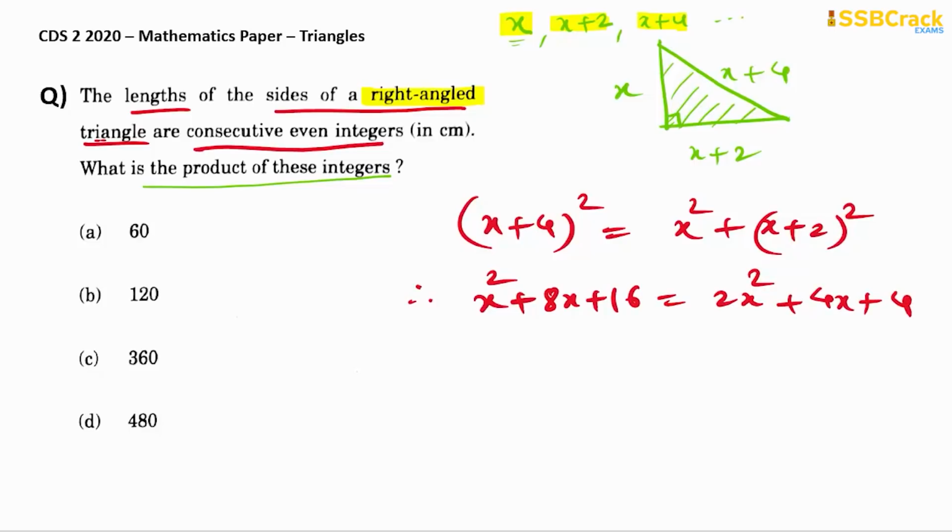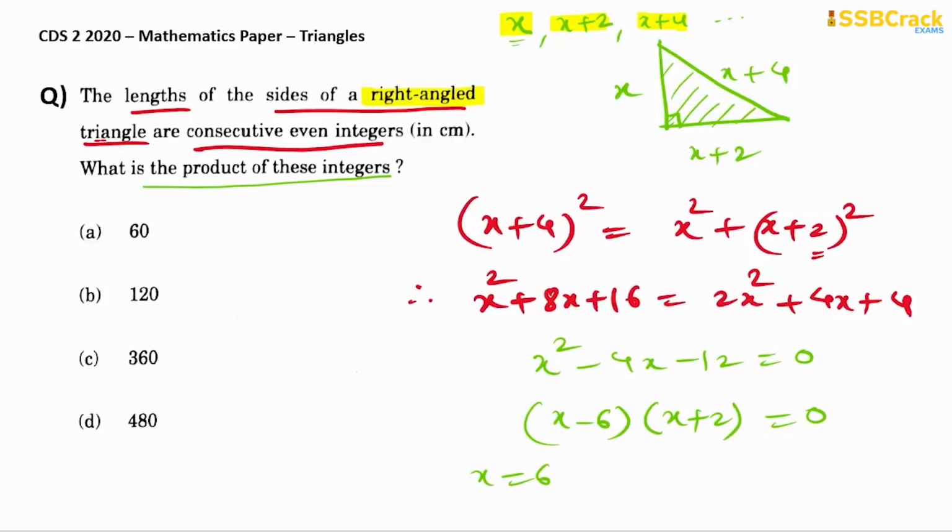You can expand this, and you will get the final simplified, required quadratic equation as x square minus 4x minus 12 equal to 0, for which the splitting method yields the factors x minus 6 and x plus 2. Out of which, which is valid? x equal to 6, because x cannot be negative. So minus 2 is rejected. So we got x equal to 6.